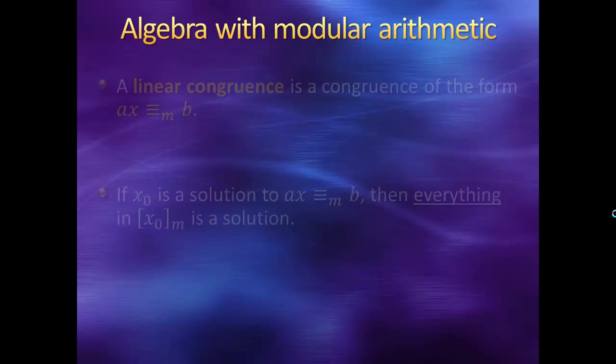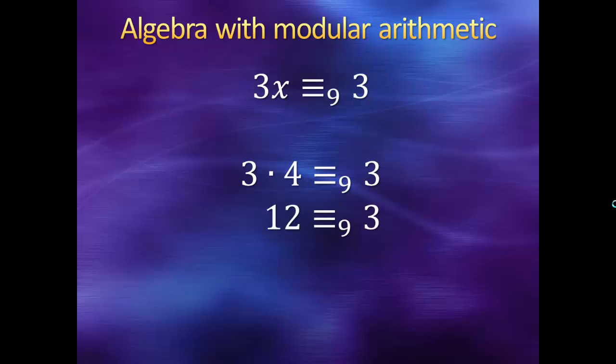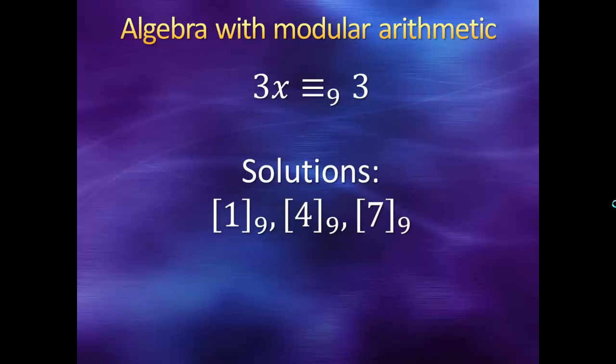Now look at another congruence. 3x is congruent to 3 mod 9. One obvious solution is to let x equal 1, and so everything in its equivalence class will also be a solution. But there are actually 2 more solutions that are from different congruence classes. We can let x equal 4, in which case 3x equals 12, which divided by 9 is 1 with a remainder of 3. And we can let x equal 7, in which case 3x equals 21, which divided by 9 is 2 with a remainder of 3. So the full solution set for this congruence is the union of 3 different congruence classes mod 9, those of 1, 4, and 7.